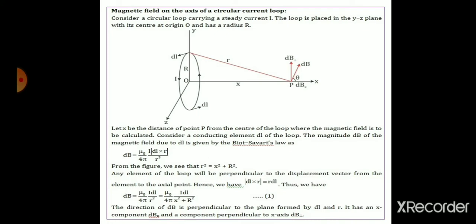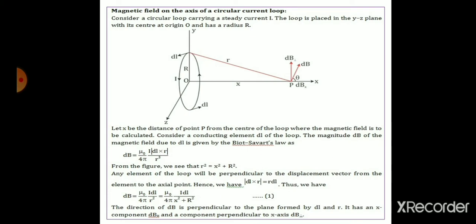Now let us discuss the magnetic field on the axis of a circular current loop. Let us take a circular current loop through which a current I is flowing. Now let us choose the center of the loop and draw a line through the center perpendicular to the plane of the loop. Let P be an external point on this axis. Let it be at a distance of x from the center of the loop.